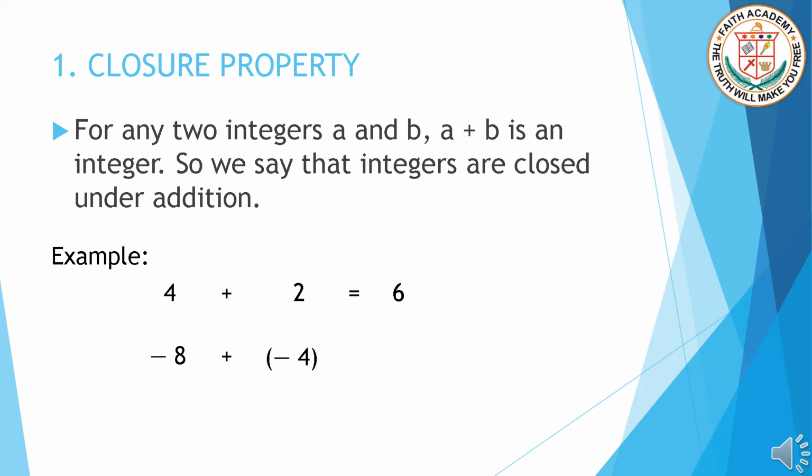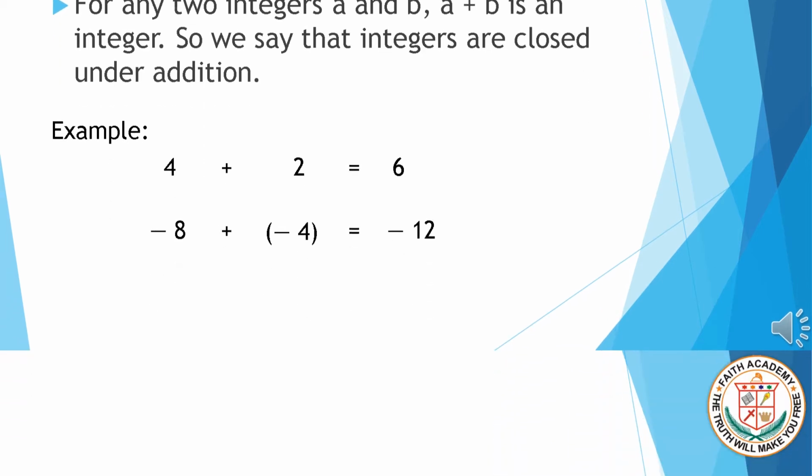Again, minus 8 and minus 4 are integers, and when we add these two, we get minus 12, which is also an integer. So here we can say that whenever we add two integers, we always get the sum to be an integer. So this proves that closure property is satisfied for addition of integers.